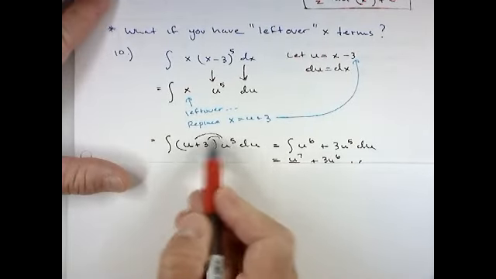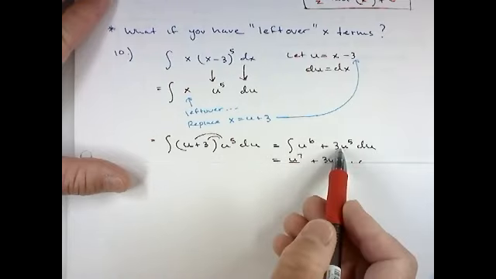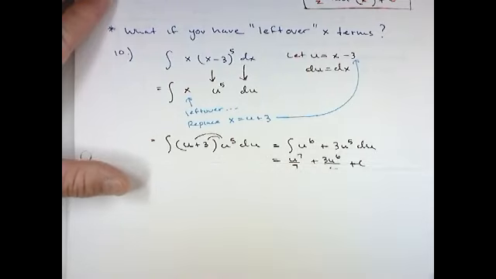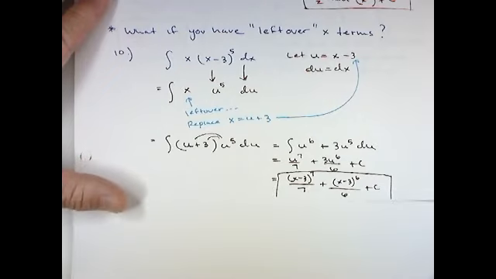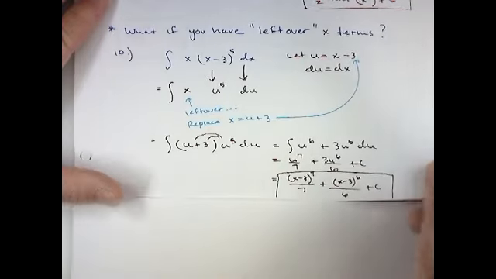Now I can distribute my u to the 5th to get u to the 6th plus 3u to the 5th. Integrate, and once you find your antiderivative, plug back in to get a final answer in terms of x.